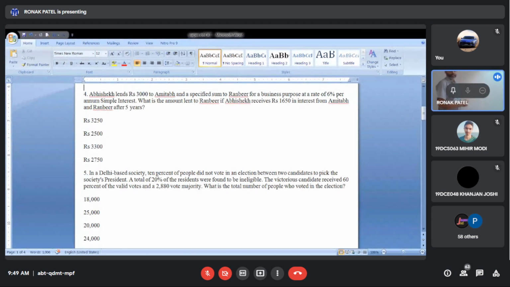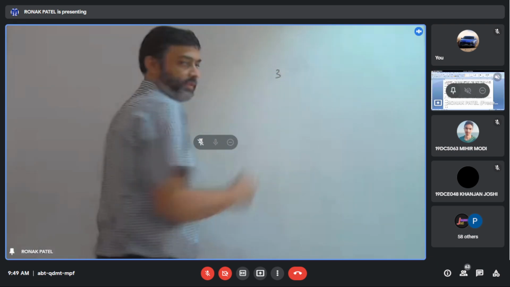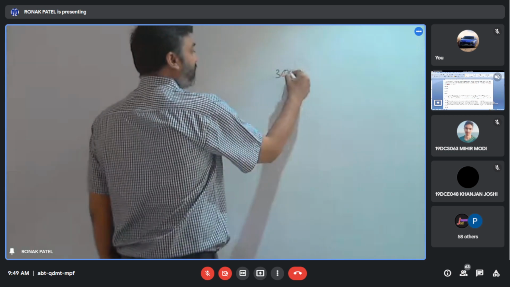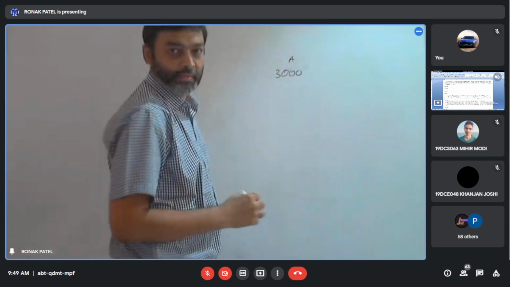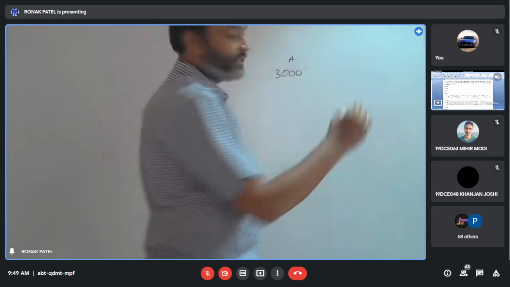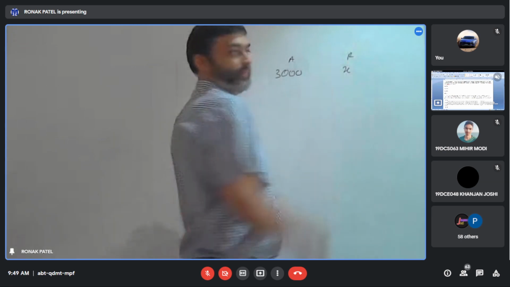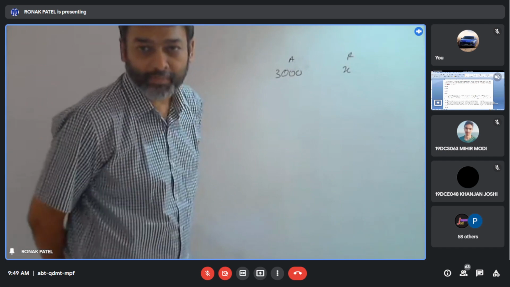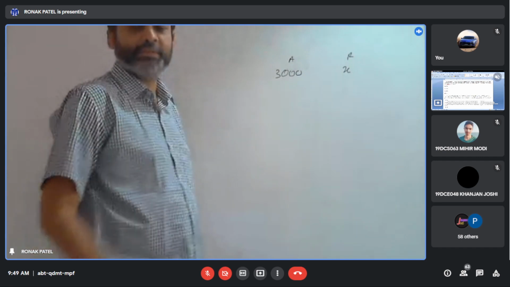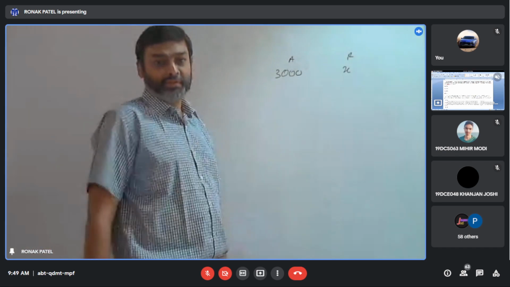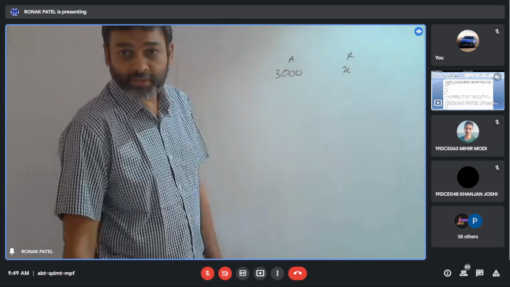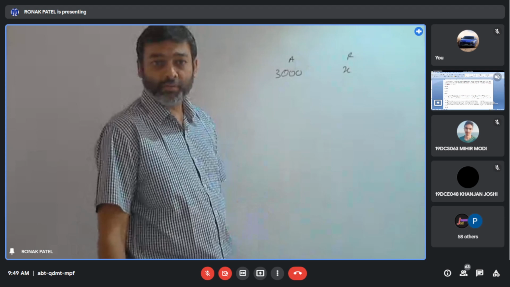Look, you can think in this way. 3,000 rupees are there. What is the question? Abhishek lends 3,000 to Amitabh, and specified sum to Ranbir, for business, for some purpose, at a rate of simple 6% per annum. Look, simple interest is simple because every year remains the same. So what is the number lent, because he receives 1650 interest from both after 5 years.